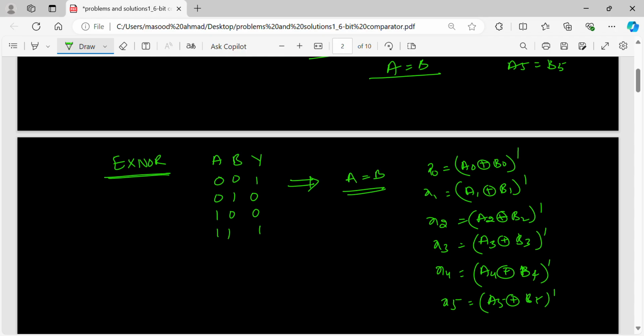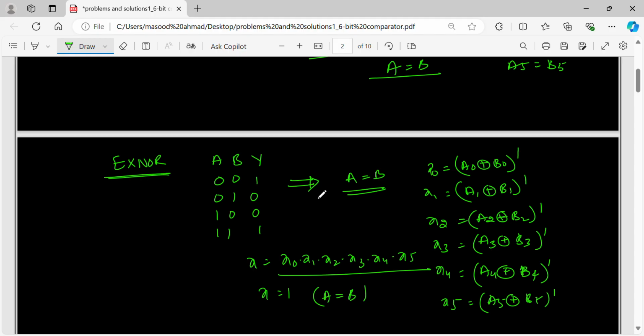Okay. So X is nothing but X0 ANDed with X1, ANDed with X2, ANDed with X3, ANDed with X4, and ANDed with X5. If all are ones, X becomes 1. X becomes 1 means A equal to B. This is what exactly we are looking for.